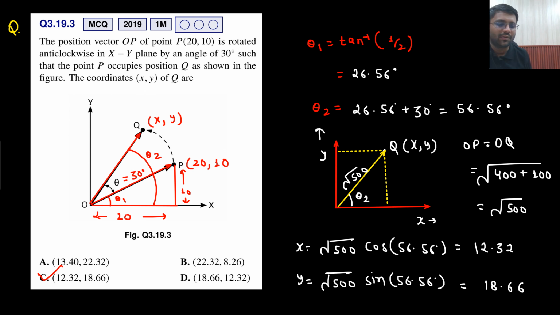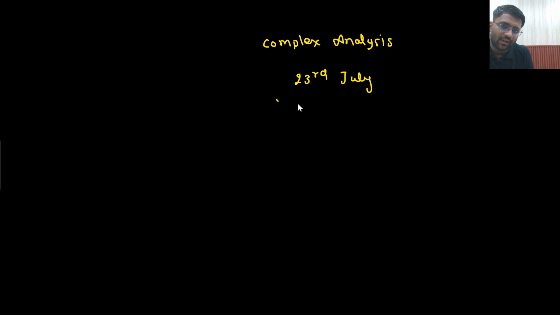Next, what do we need to start? We will start complex analysis. The name of the topic is complex analysis. It is not complex, okay, only the name. And when will it be coming? What is the date today? 14 July. Let's start it from 23rd July. And within July only we will be able to complete complex analysis as well.